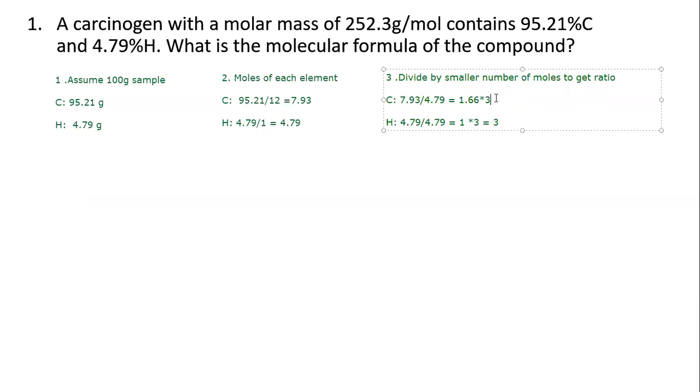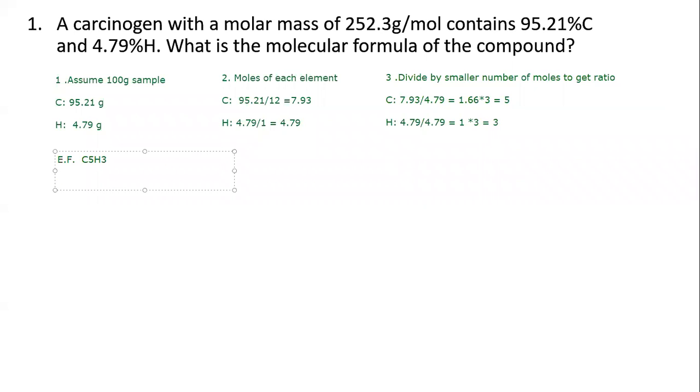And so when we do that, this becomes 5. Because this is 1 2/3. When you multiply by 3, you get 5. Now this is the whole number. Now you have to make sure that you multiply all the elements by whatever you're multiplying the element that's not the whole number by. Because everything has to be multiplied by 3. So what this is telling you, a ratio of 1 to 1.6 is the same as a ratio of 3 to 5. So these are whole numbers now, so we can write the empirical formula, which is going to be C5H3.